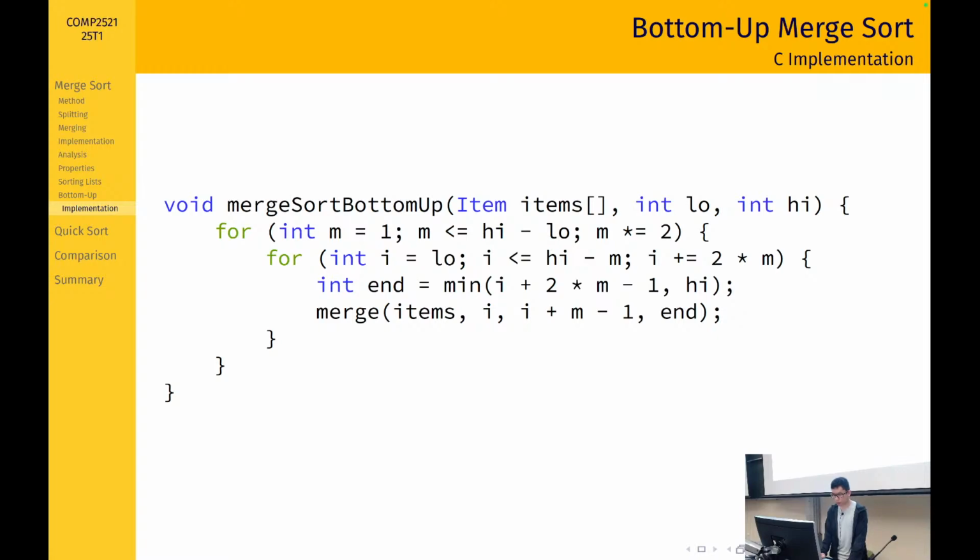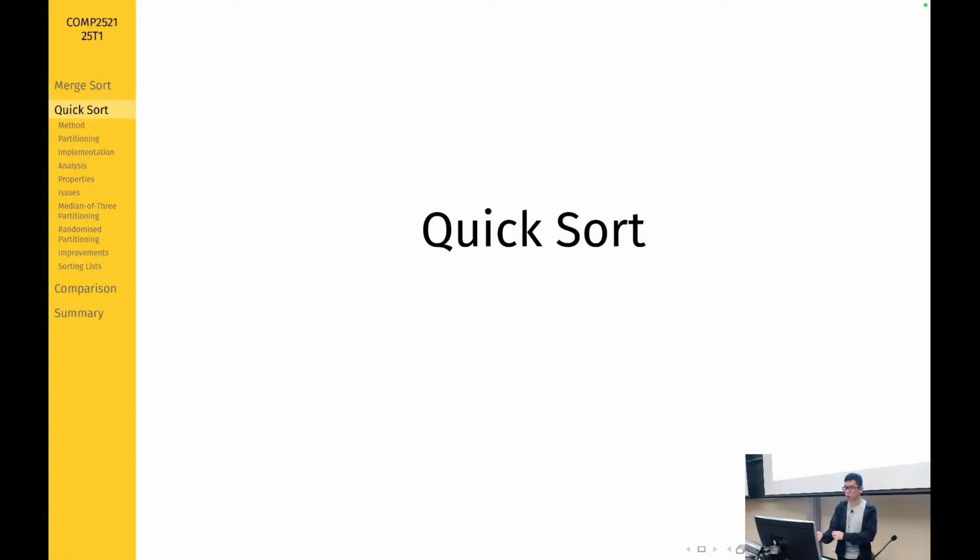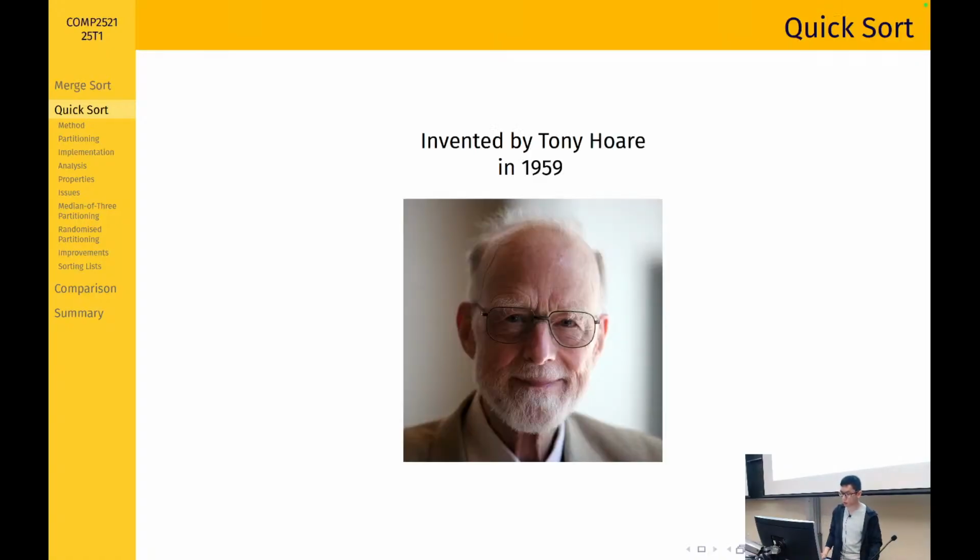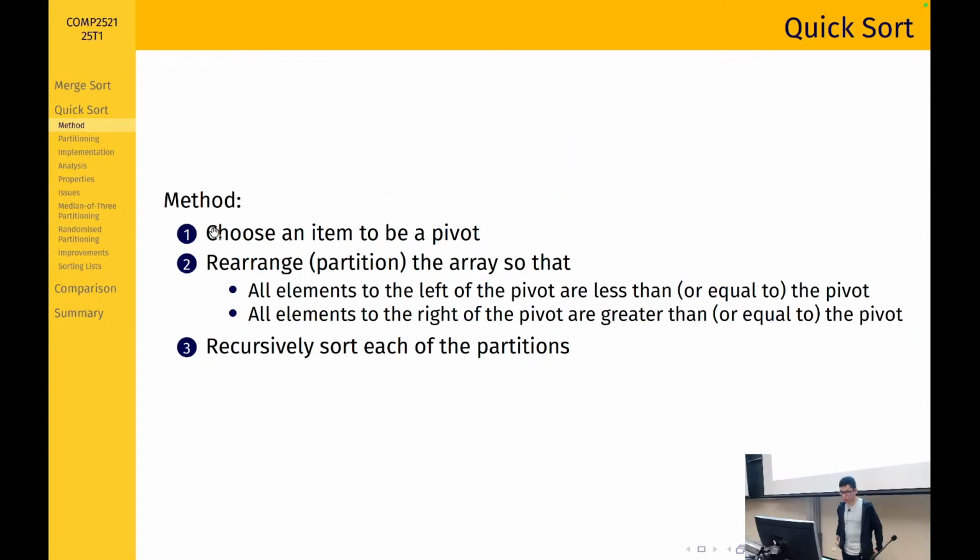Okay, so merge sort is a really cool algorithm, and so is quicksort. Quicksort is also a divide and conquer sorting algorithm. It's recursive, but it works in a very different way. So let's see how it works. It was invented all the way back in 1959. So these algorithms are pretty old.